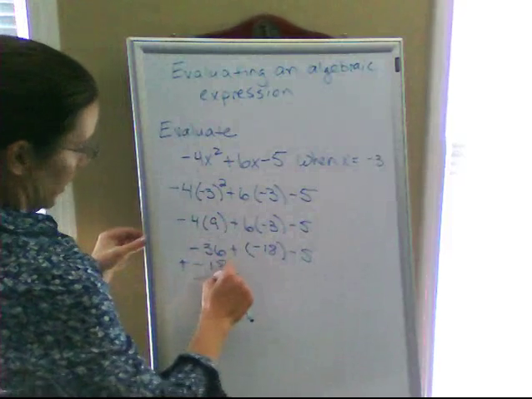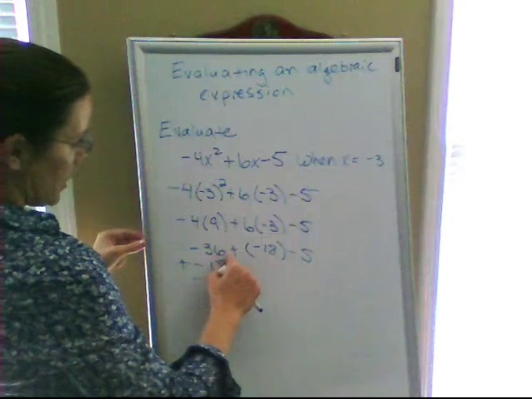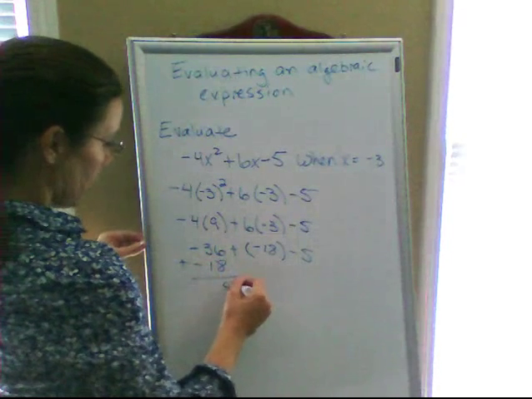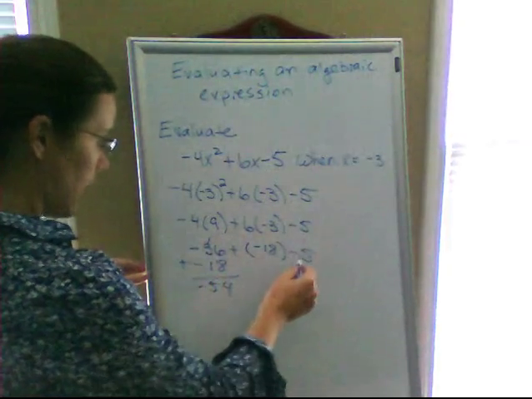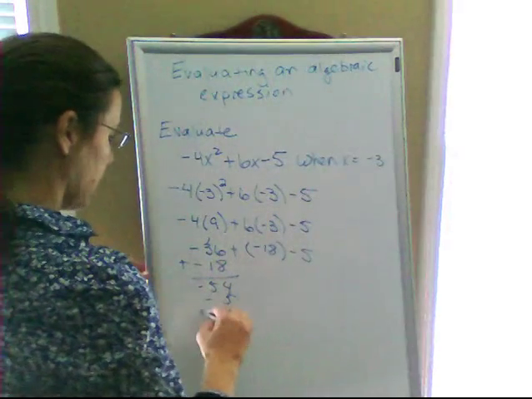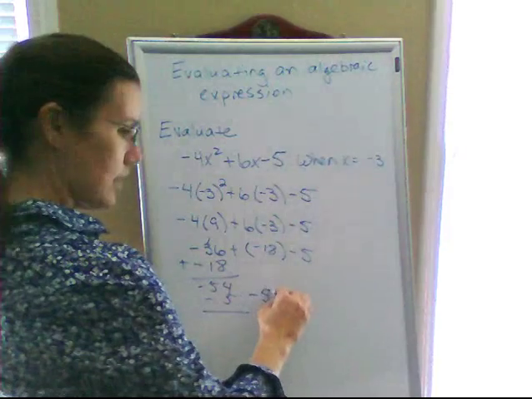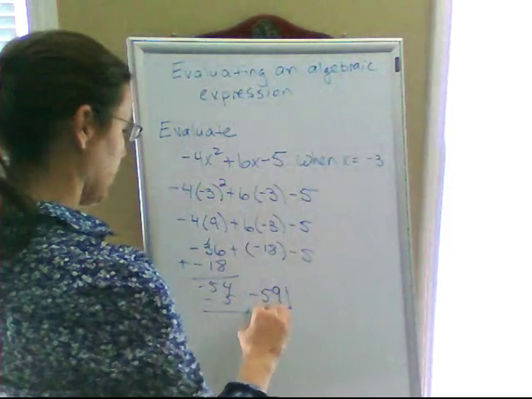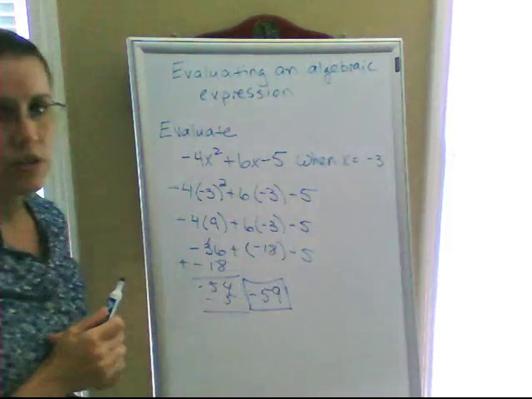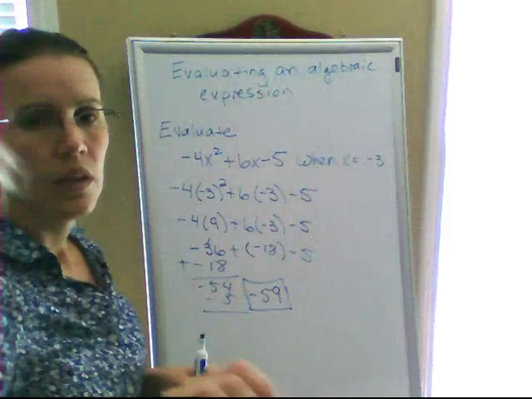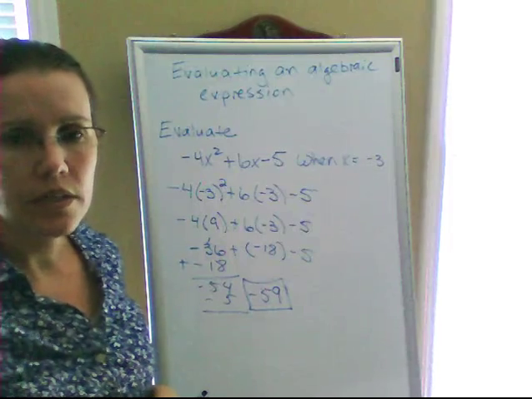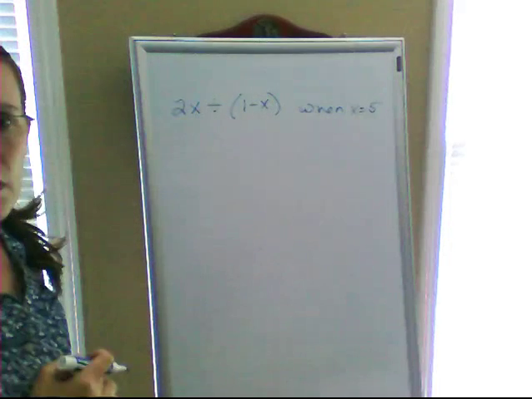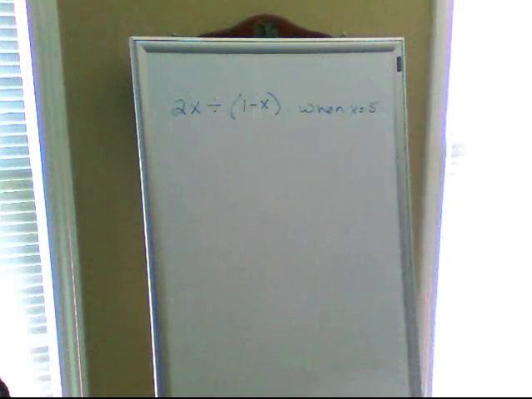Okay, so let's see how good my arithmetic is here. So this is negative 54. I still have this other minus 5. The total answer is negative 59, and that is the answer for this expression. I'm going to pause the video at this point so I can put up one more so we can see another example. Okay, here is the new formula.